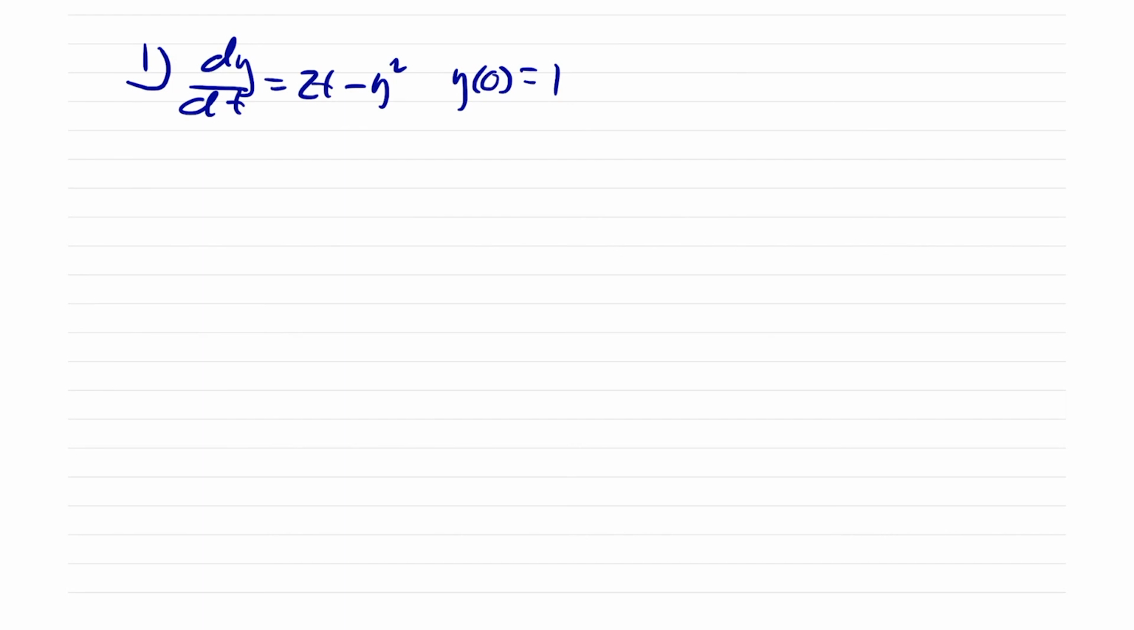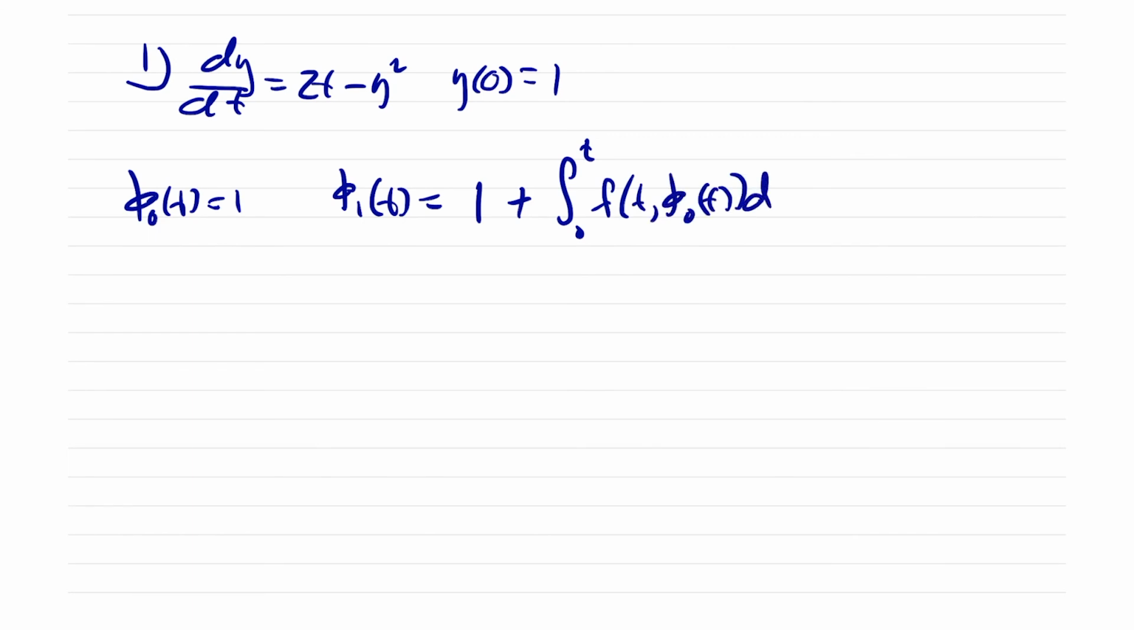So we start off with this, and we're trying to use Picard iteration in order to get an estimate. So we start off with phi naught of t equal to 1. That is our y naught here. And then the next one should be phi 1 of t is equal to y naught plus the integral from 0 to t, because we're starting at 0, of f of t comma phi naught of t dt. And this is 1 plus the integral from 0 to t of 2t minus phi naught, which is just 1, squared, and all this integral dt.